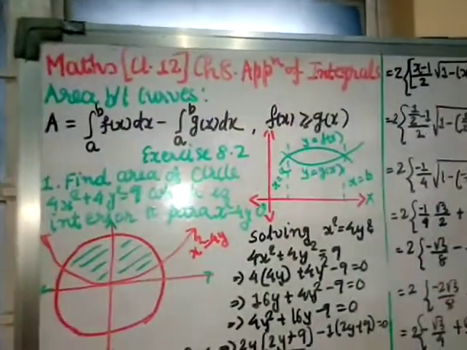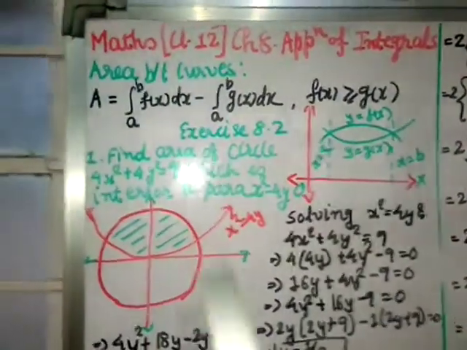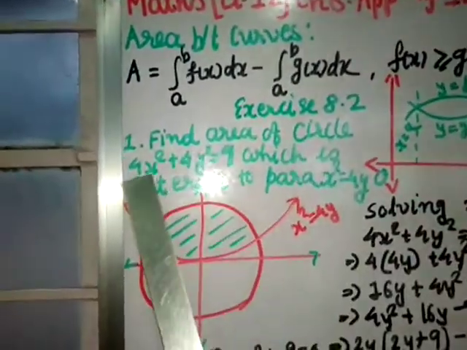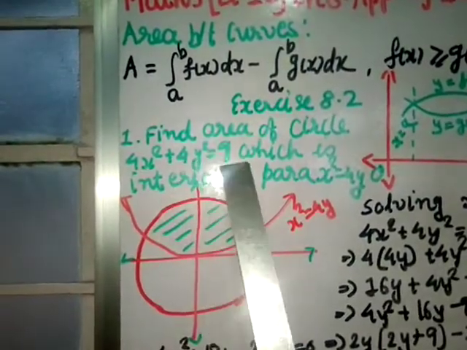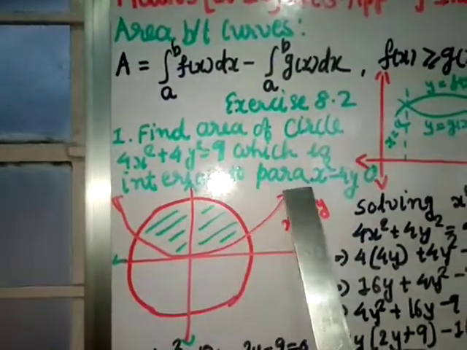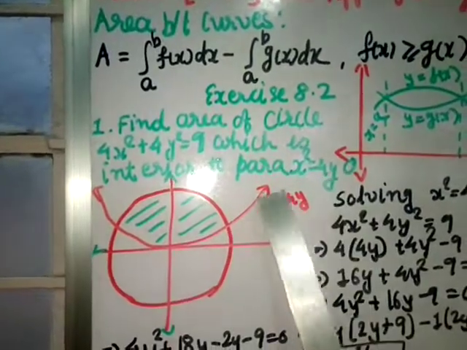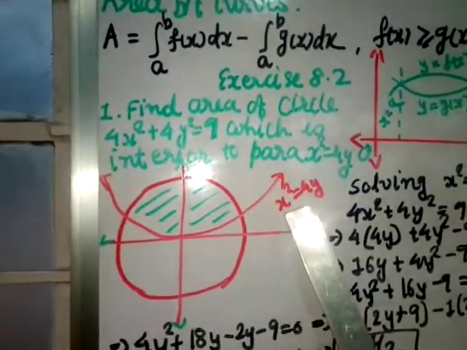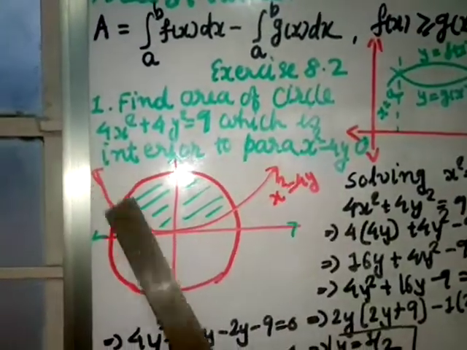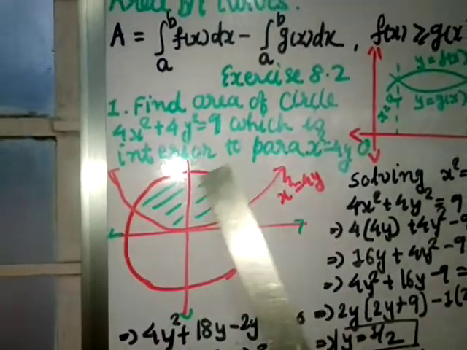Now using this we'll solve exercise 8.2. Question number 1: find the area of the circle 4x square plus 4y square is equal to 9, which is interior to the parabola x square is equal to 4y. This is the equation of the parabola x square equal to 4y, and this is the circle.